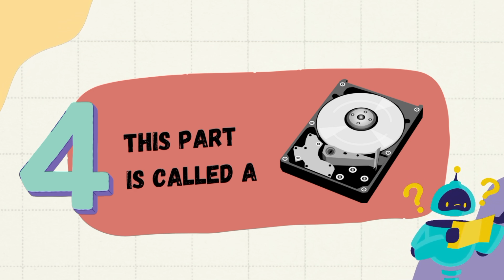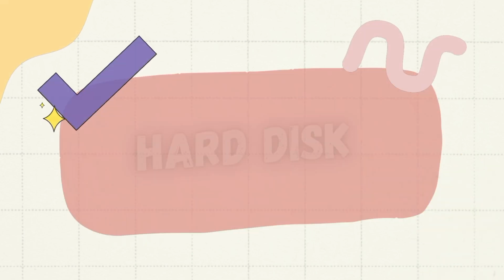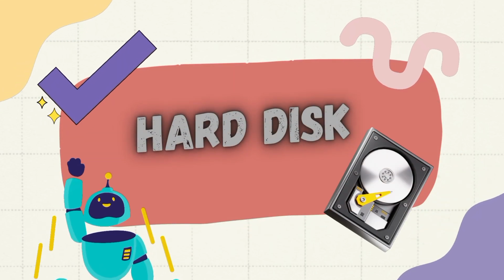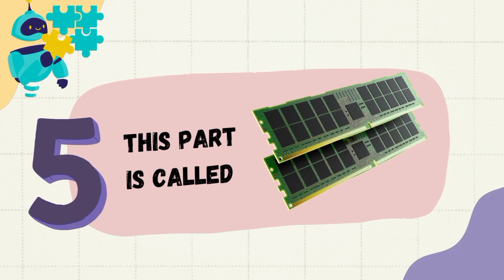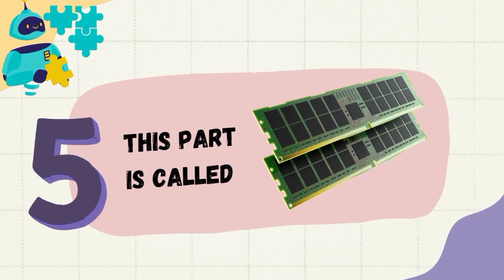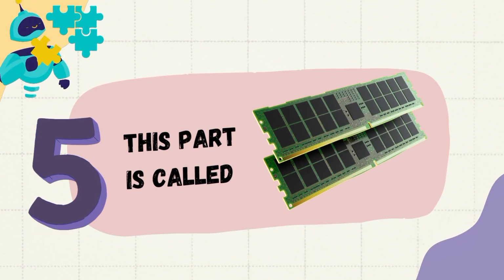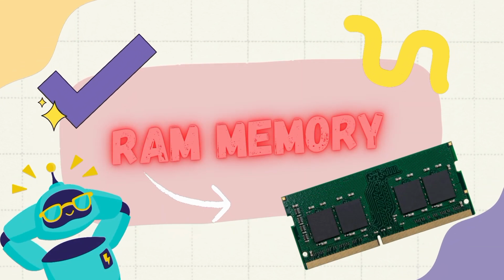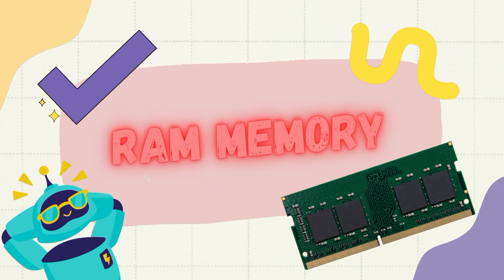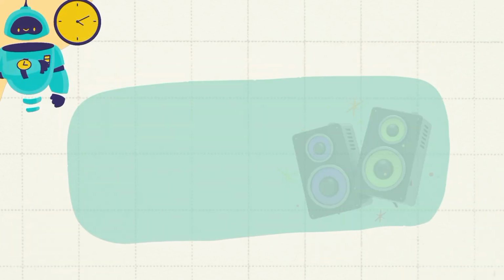Guess it? Yes, you are right. This is hard disk. Kids, this part is called... Guess quickly. Very nice. This is RAM memory. Good. RAM memory. Now next part.